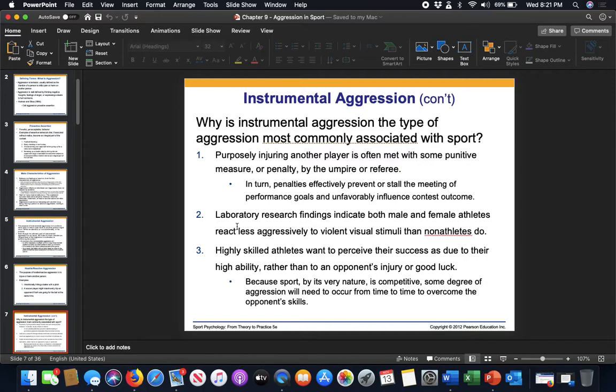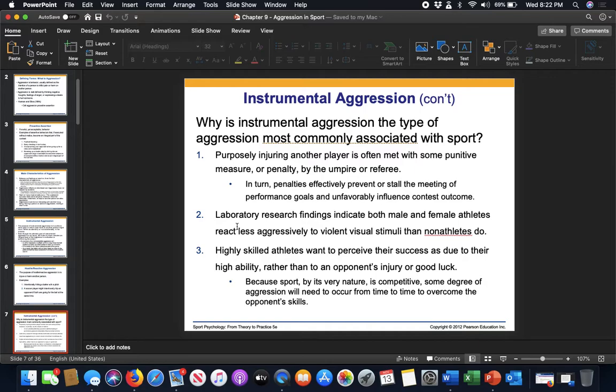Not all the time, but if we talk about the majority now, remember, in a lab research setting, it does not mean it has to be 100%. But what we're saying is that the majority of the time you see that, and less aggressively. Well, that's a great thing to know, because it means your players aren't going to fly off the handle.